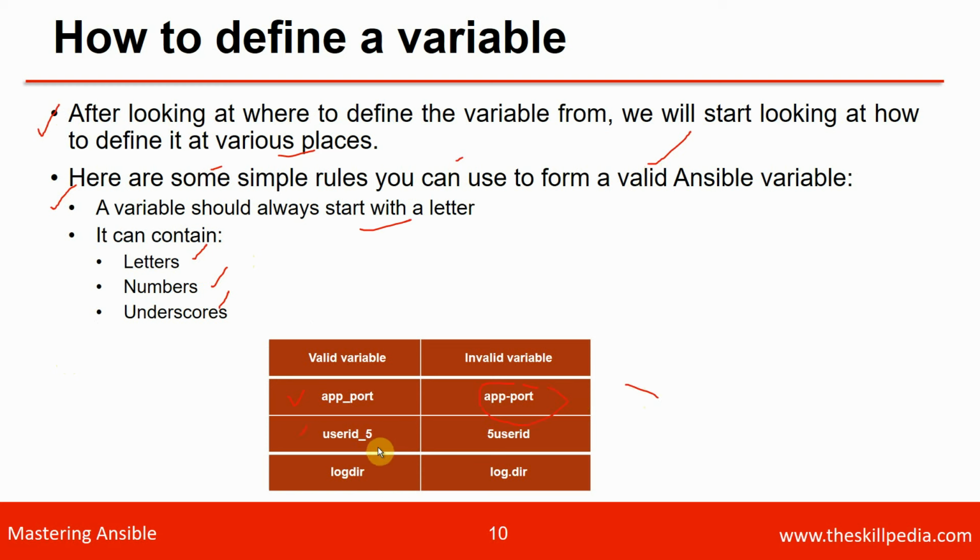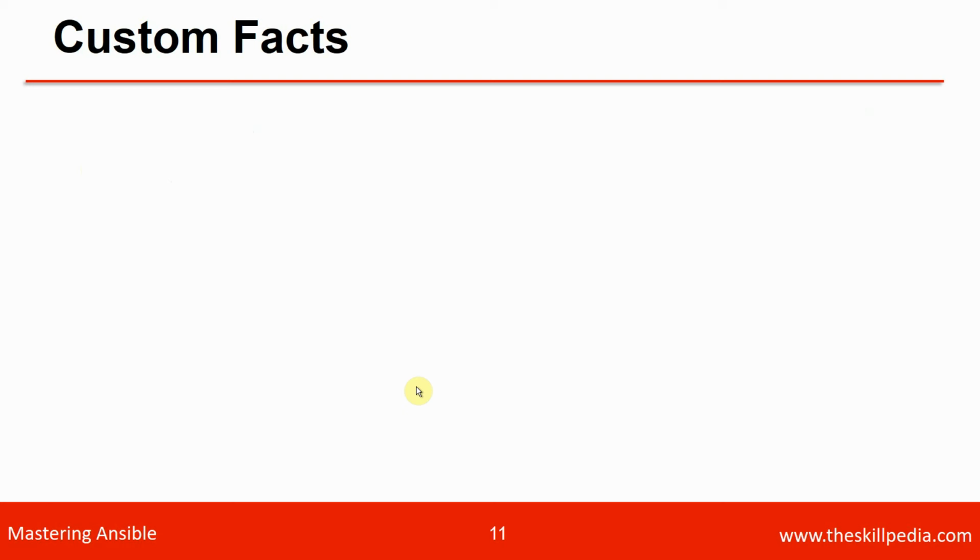user_id_5 is allowed, underscore is allowed, and it starts with an alphabet. So this one starts with a number, so this is invalid. log directory is allowed, but dot is not allowed in a variable, so this is invalid. So this is valid. So numbers, letters, underscore, no hyphen, underscore is allowed. Cannot start with a number. These are the rules to define variables.